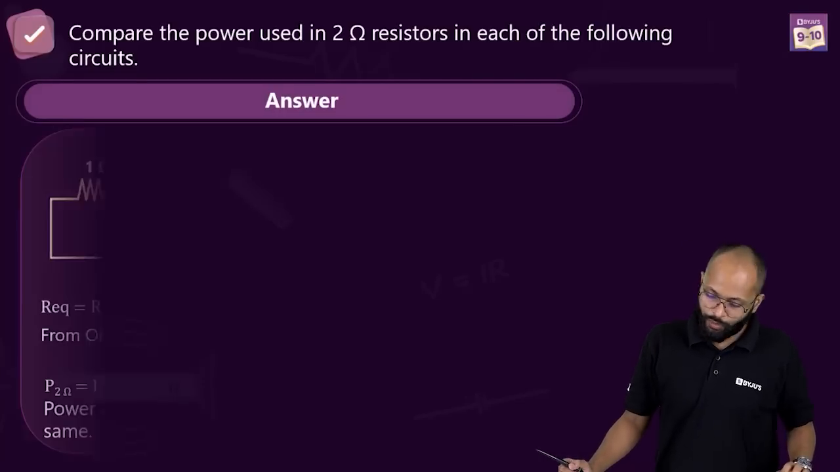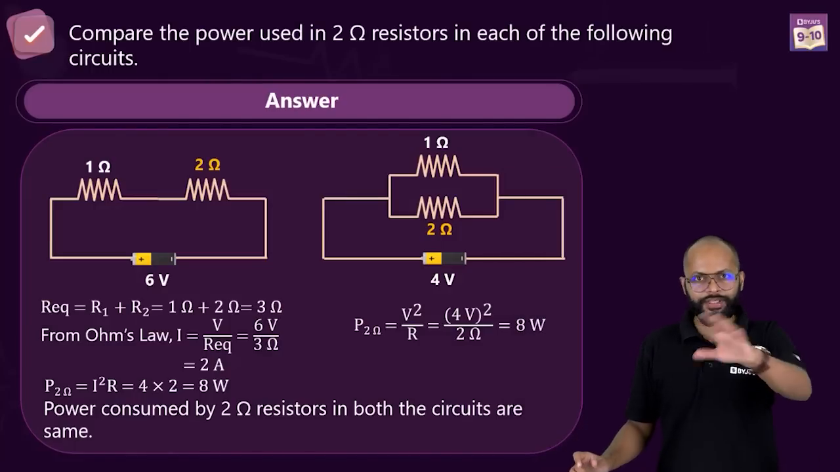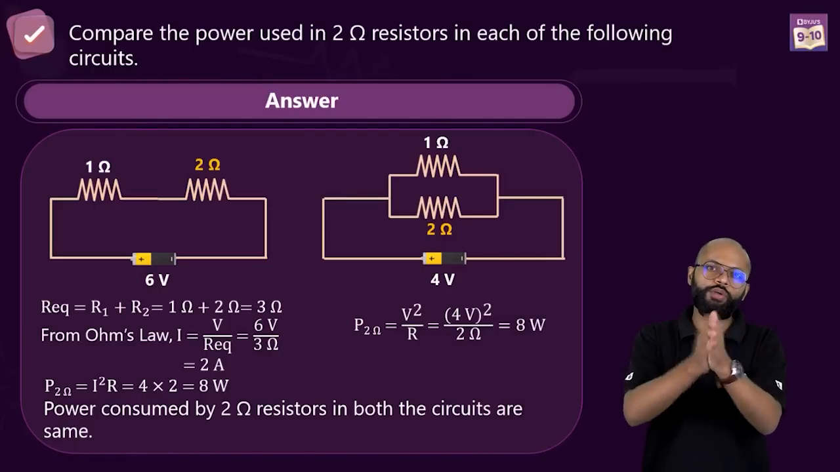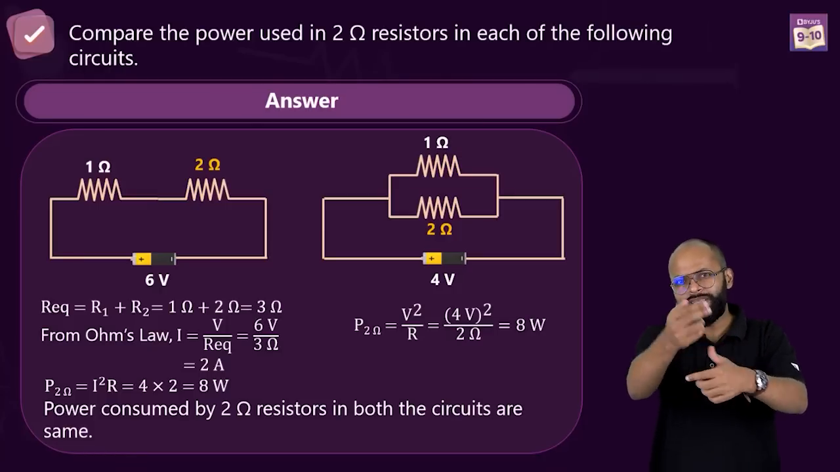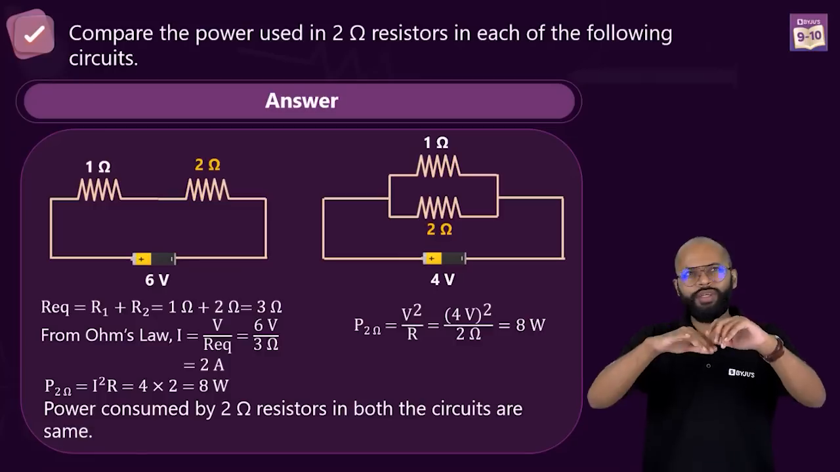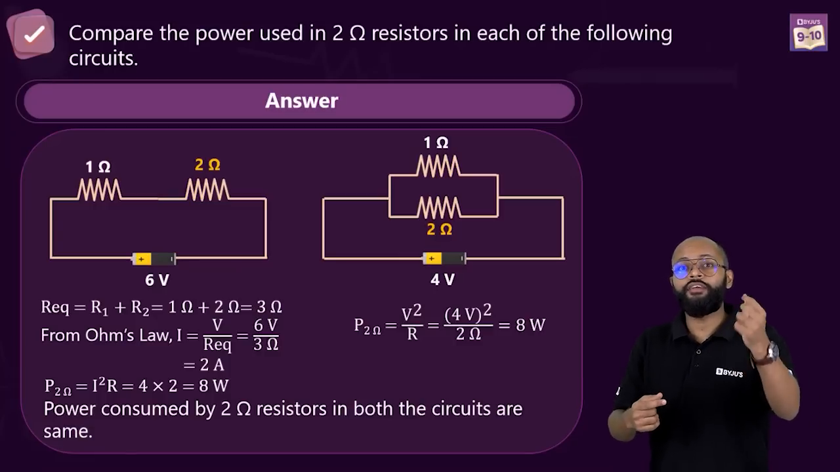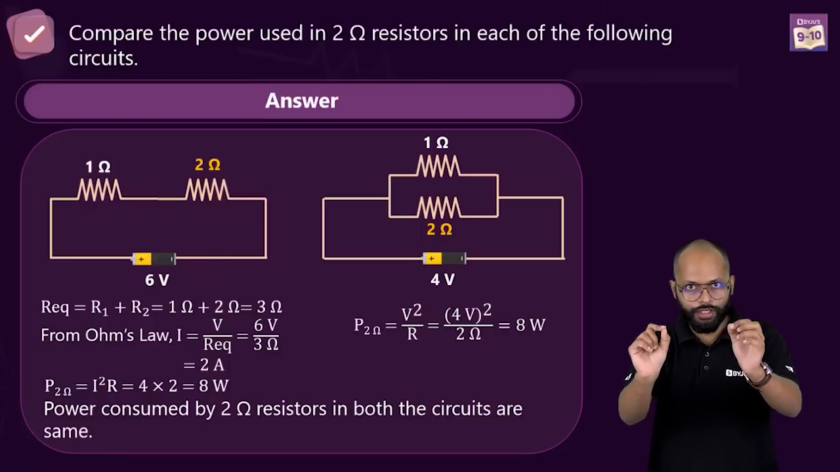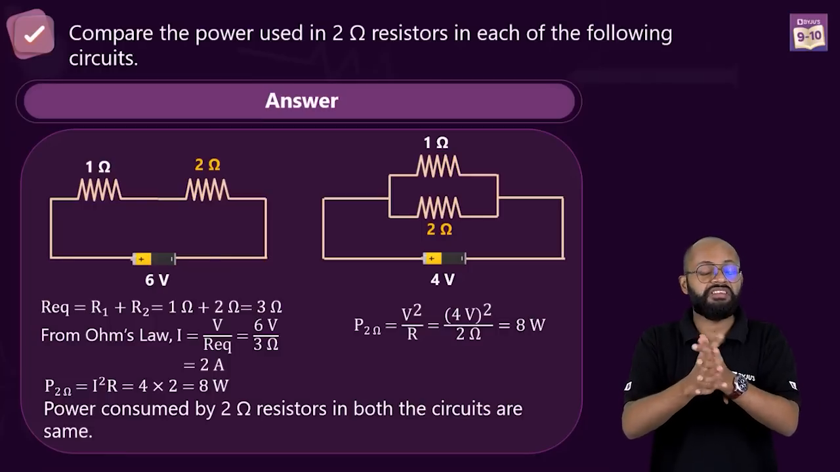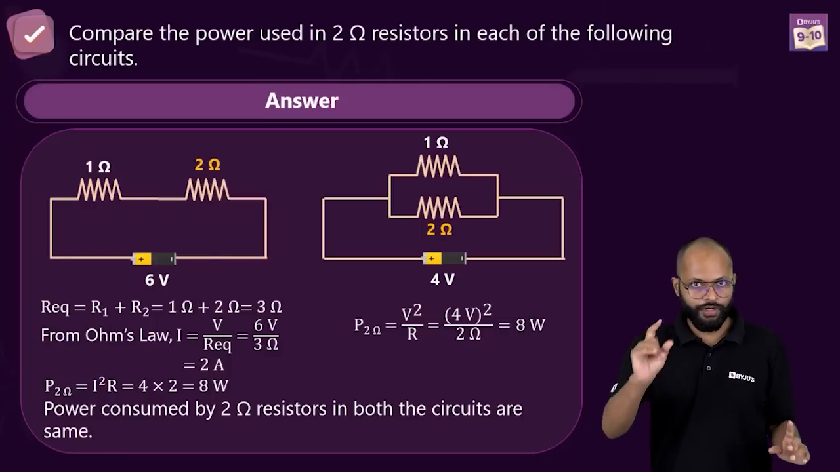Got it? So what if I want to use I square R? You can. See, in the first one I showed you. If you want to use V square upon R in the series one, you can, but V is the voltage drop. In the second one, if you want to use I square R, you can, but you want the current flowing in the 2 ohm resistor's branch. Fine. Got it. This much conceptual clarity is very much necessary. I'm telling you, right?